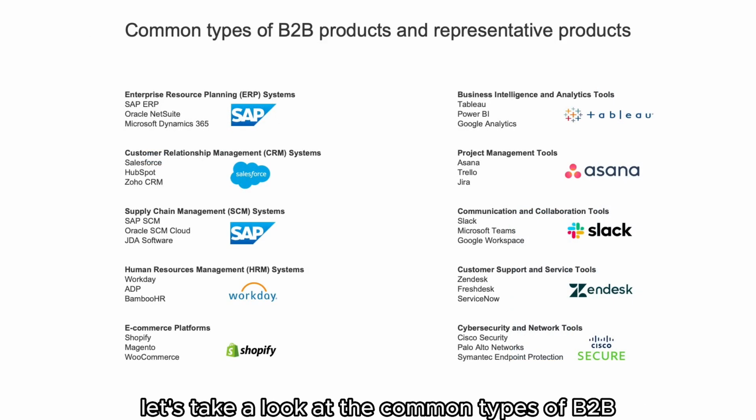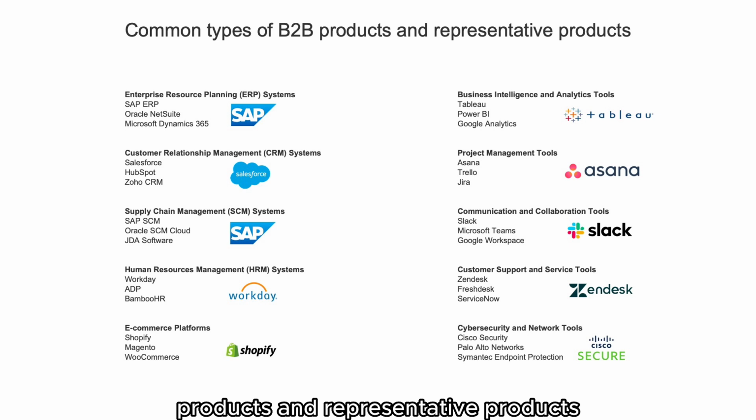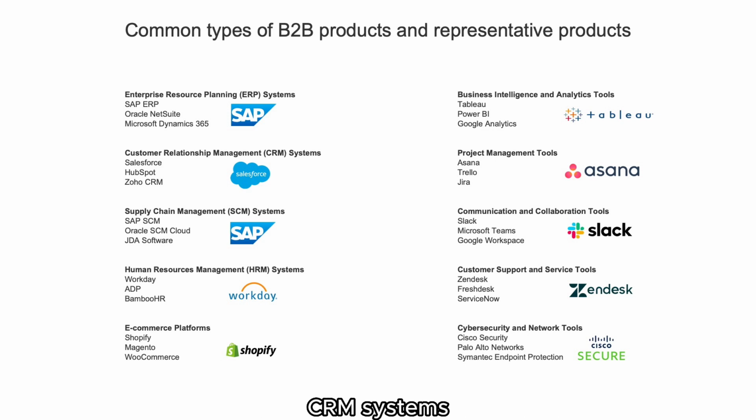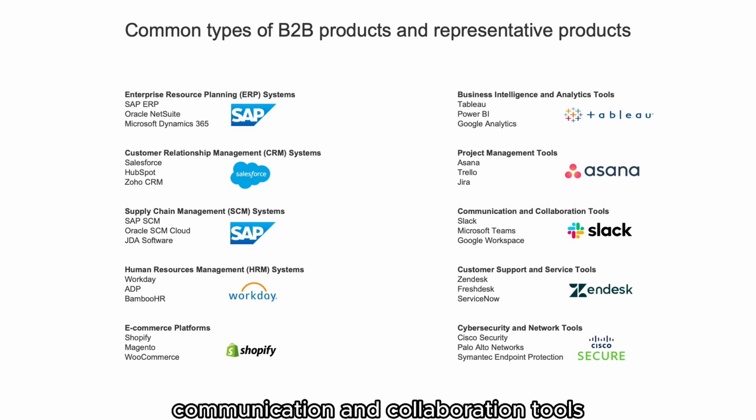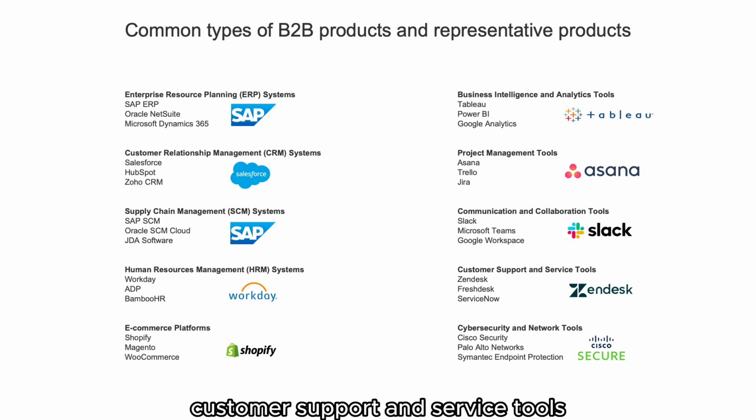Let's take a look at the common types of B2B products and representative products. The types of B2B products include enterprise resource planning (ERP) systems, customer relationship management (CRM) systems, supply chain management (SCM) systems, human resources management (HRM) systems, e-commerce platforms, business intelligence and analytics tools, project management tools, communication and collaboration tools, customer support and service tools, cybersecurity and network tools.